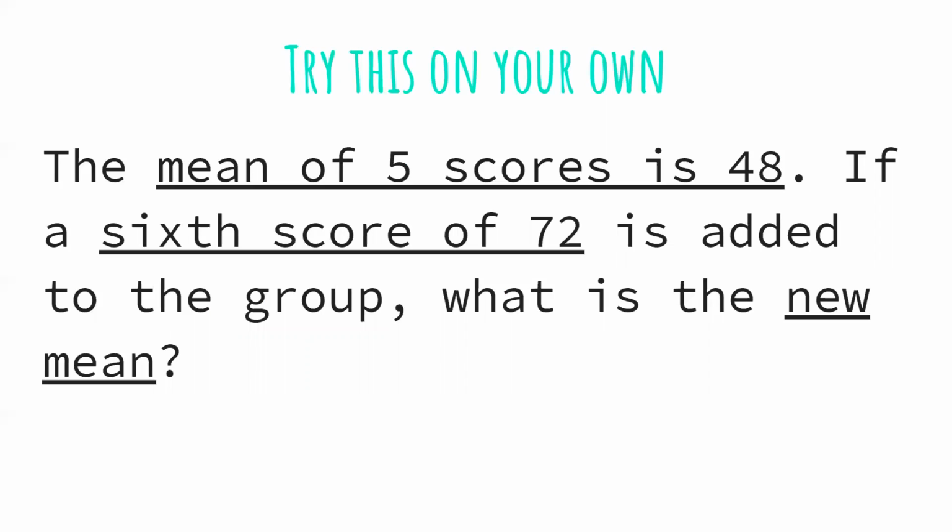Here's another example. The mean of 5 scores is 48. If a 6th score of 72 is added to the group, what is the new mean or new average? Well, a new mean means we have a new sum of values and a new number of values. Remember in our previous example, Carrie had 4, she then had 5. In this example, we have 5 scores and now we have 6.